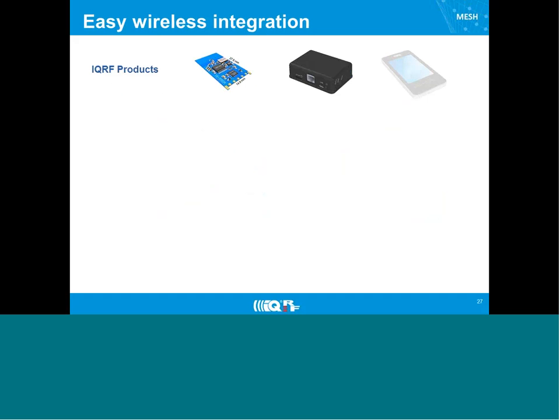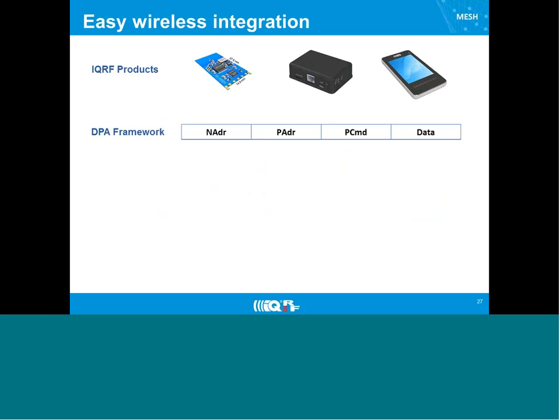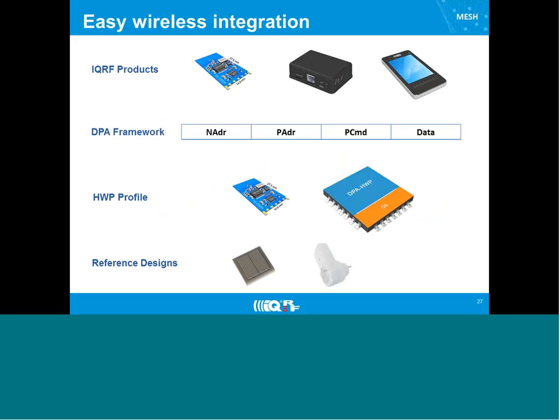So first of all, for easy wireless integration, you have the whole portfolio of IQRF products. You have modules, you have gateways, you have DCBs, and so on. Then the DPA framework can very easily integrate it, and you can download the hardware profile immediately from the network.